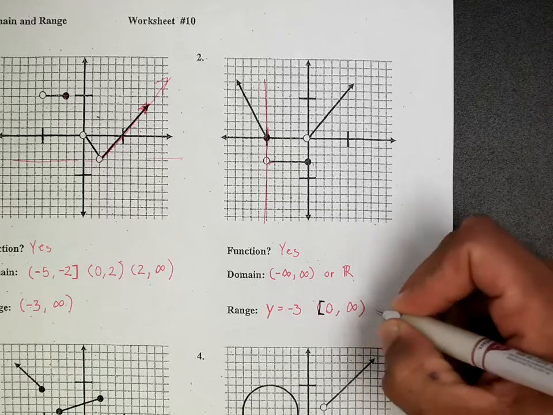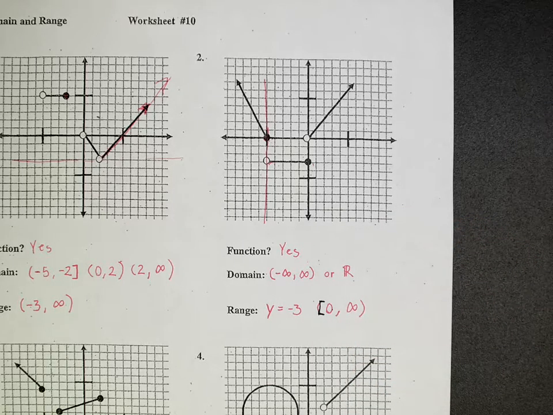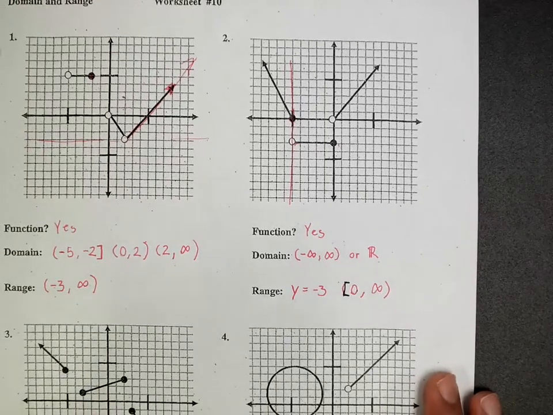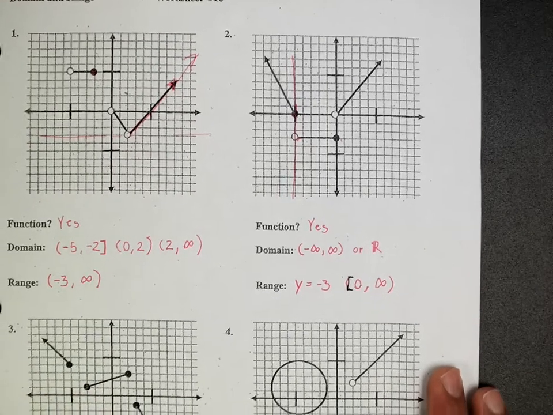On the range, you always want to go from the lowest value to the highest value, and for the domain, you want to go from the left value to the right value.